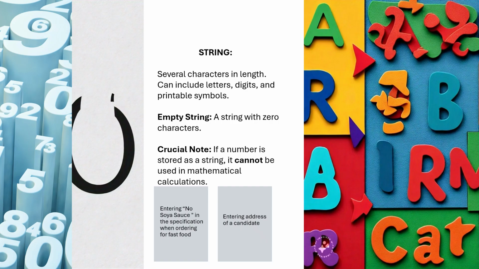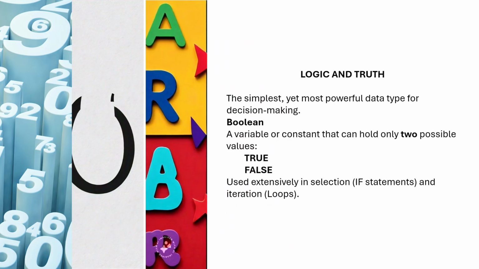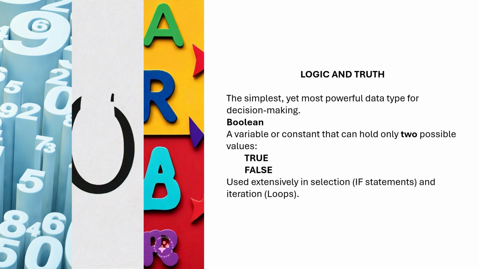And last but not the least, the data type that includes logic and truth, the simplest yet most powerful data type for decision making, and that is Boolean. This is the one that is used in the detailed questions, especially the scenario based questions that you have in your CI exam.